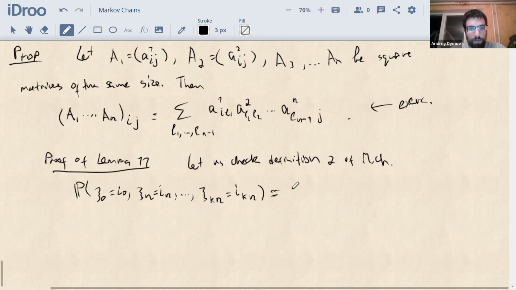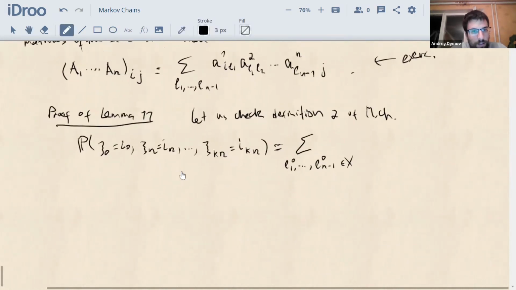But how can I compute such probability? Just in the following way, I can take a sum over all L1, ..., Ln minus 1. Let me write here 0 from x, then L1, 1, ..., Ln minus 1, 1 from x, etc.